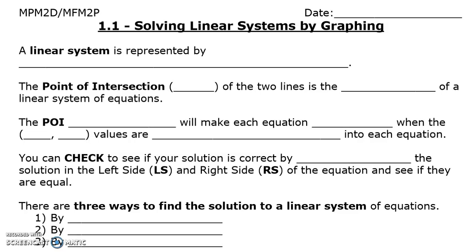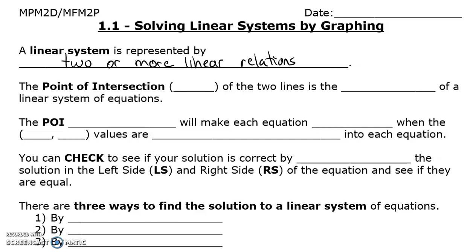A linear system is represented by two or more linear relations. That's your first blank on this handout. Two or more linear relations. You could have two straight lines, but you could have 3, 4, 5. It could be as many as you want.